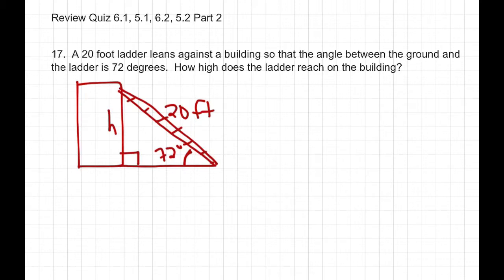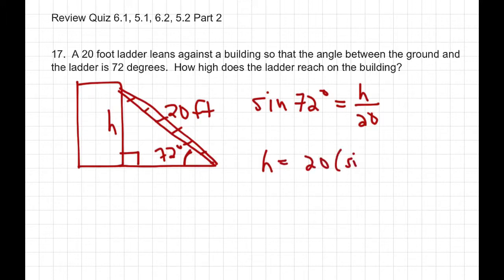So in order to find h, I need to ask myself which trig function I'm going to need to use to solve for h. Since I want to find the side opposite, and I know the hypotenuse, I'm going to use the sine. So the sine of 72 degrees is equal to h over 20. Now, double check what mode your calculator is in, because for this problem, the angle is in degrees, so we need to be in degree mode. So h is going to be 20 times the sine of 72, which is approximately 19 feet.